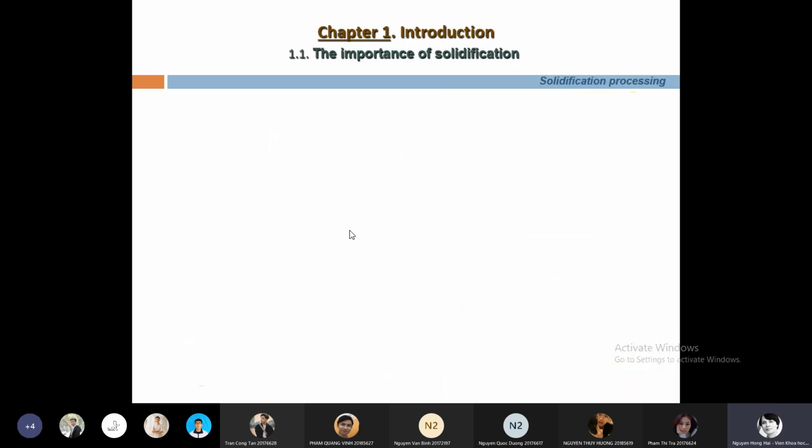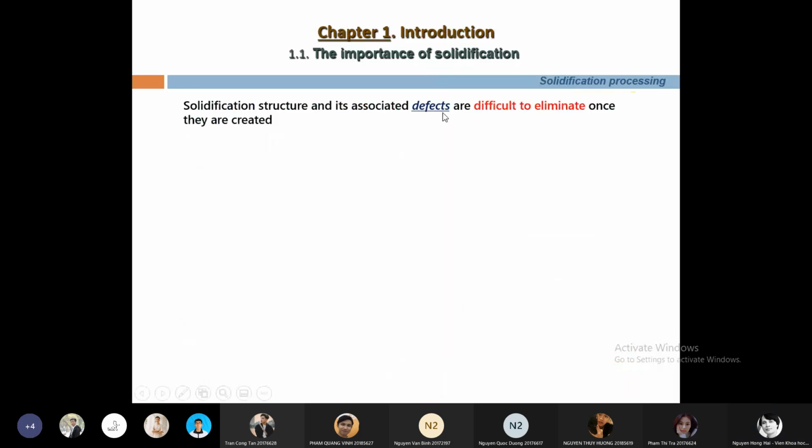See? And another feature of the casting is the defect. This defect, once formed during the fabrication, is very difficult to eliminate. Very difficult. Impossible mission. Too difficult to eliminate the defect once they are formed during the fabrication.